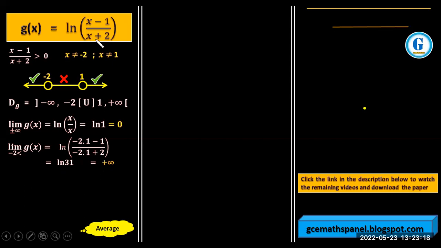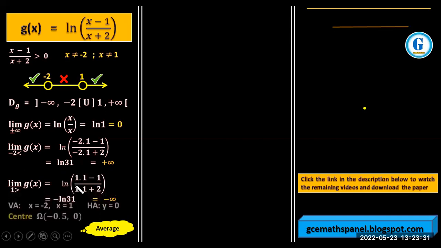Now, as x tends to 1 from above, we'll take a number slightly greater than 1. Of course, you can guess what we'll take, right? Of course, 1.1. So we fit in 1.1 into the function and test, and we will have negative ln 31, or any other number you have going to be negative ln something. And since this number is negative, the limit is negative infinity.